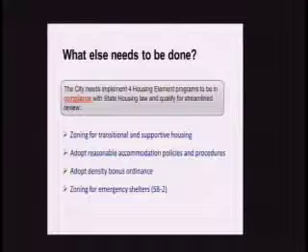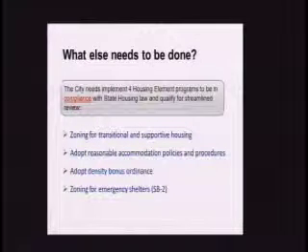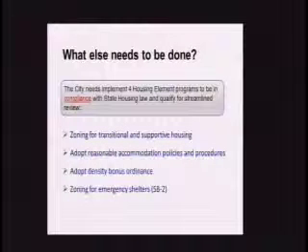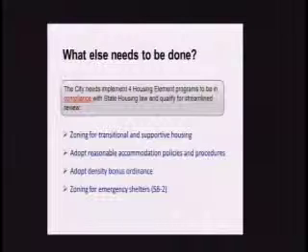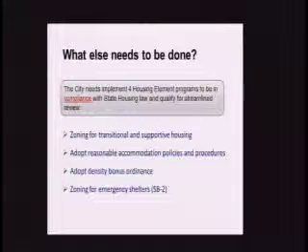Adopt reasonable accommodation policies and procedures, and that's essentially reasonable accommodation for people with disabilities so that there could be modifications to zoning standards to allow, for example, a ramp within a front yard setback or a wall or something like that, so that a disabled person could enjoy their property.